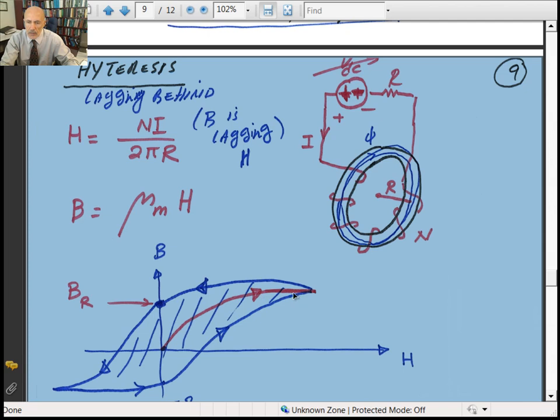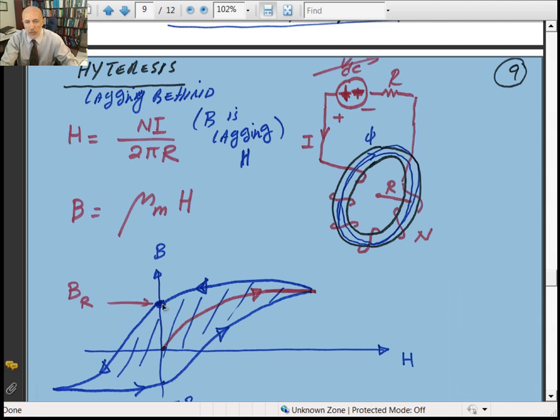unfortunately, the way ferromagnetic material is, it's not going to come back to 0 again. As soon as you start reducing the voltage, the magnetic field intensity H will get smaller, and when the voltage is completely down to 0, when the current is 0, the H is equal to 0. You'll be at this point.